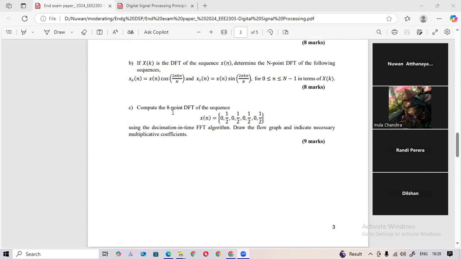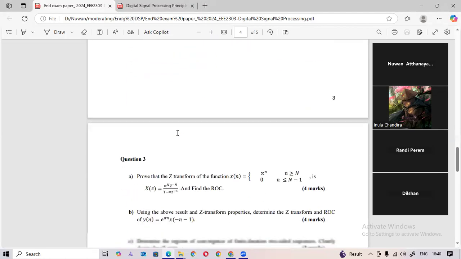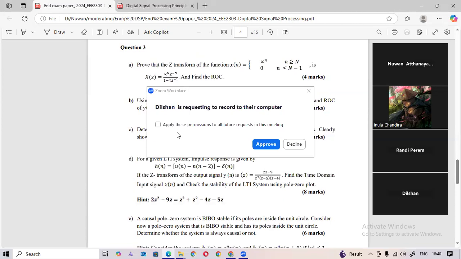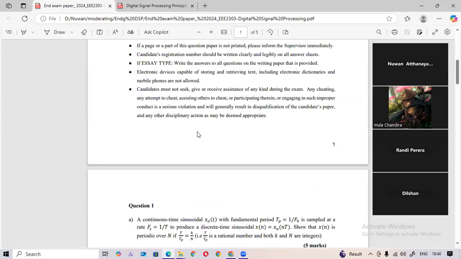And the F50 questions are not included in this year. So you no need to go through these F50 algorithms. Decimation in time and decimation in frequency algorithms, you no need to go. Other than that, I think all the discussed topics will be there.